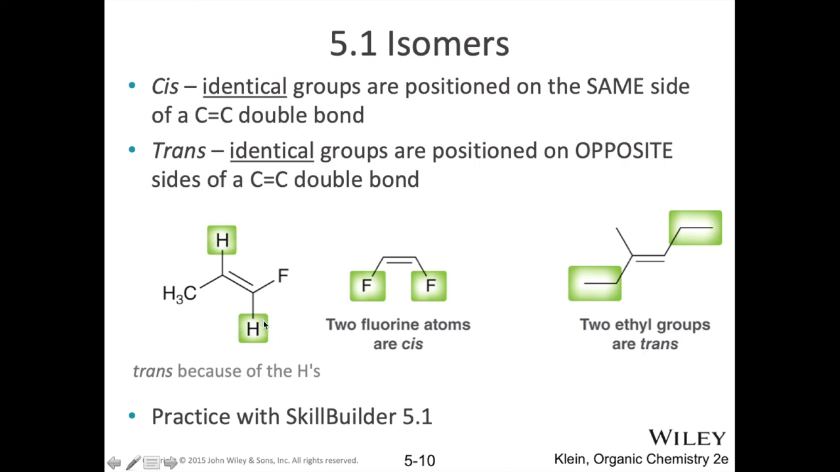By the way, if you get mixed up when you're trying to decide, when we say our groups are on the same side or on opposite sides, how are we dividing our molecule? Imagine your double bond is making the border. You're extending that double bond, and that's the border of your molecule. That's what's bisecting your molecule.